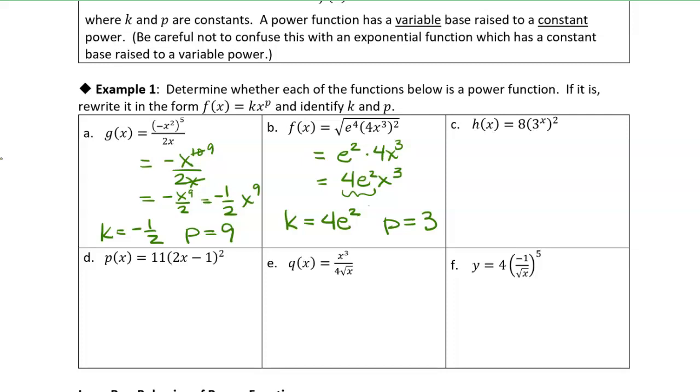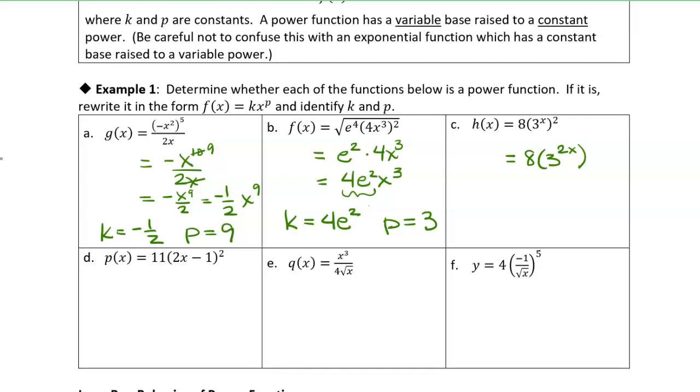All right, let's look at this next one. Now, I can rewrite this using properties of exponents, right? Because I have a power to a power. So this is 8 times 3 to the 2x, right? I can multiply those powers. It's really 3 to the x times 3 to the x, which is 3 to the 2x.